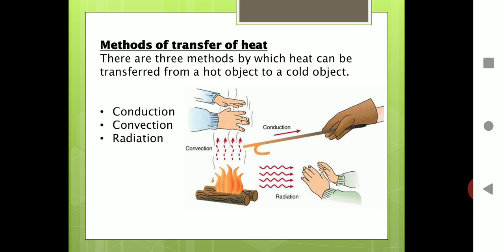Then in the third part of the figure, you can see again there are two hands, but this time they are kept at the side of the flame, not just above the flame. Now, they will also feel the warmth of the flame, and the reason is that heat is getting transferred to these hands by another mode of heat transfer, which is known as radiation.